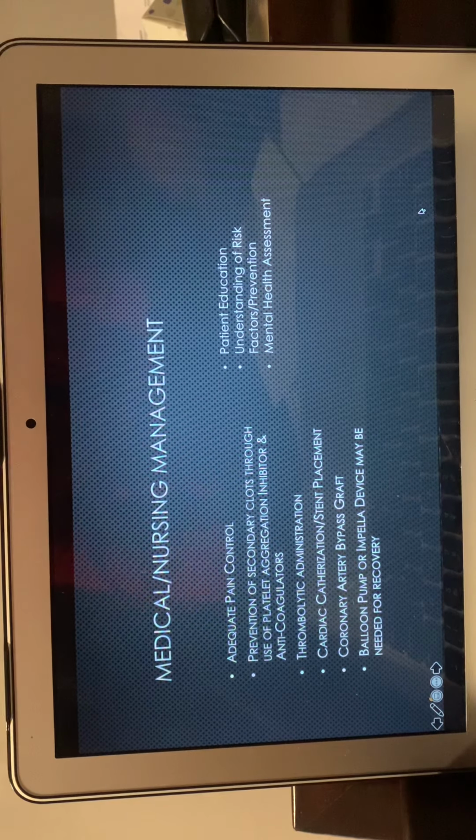And then some of these patients that require extensive treatment and their heart overall is going into cardiac failure, they may require a balloon pump or an Impella device for recovery. So that balloon pump's going to go up into the aorta and it's going to inflate on diastole and deflate on systole to basically allow for proper filling of the heart and push that blood back into the coronary arteries to allow for proper perfusion.